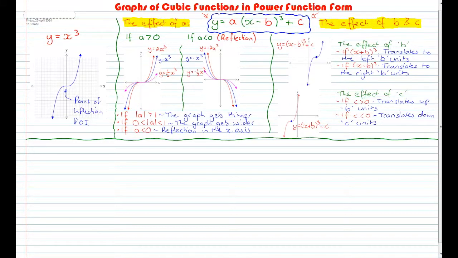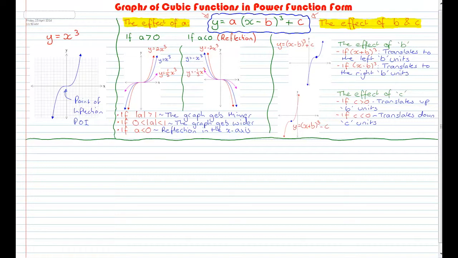Now the other effect that a can have is it can actually affect the width of the graph. Now if the magnitude of a is greater than 1, so for example 2, 3, 4, 5, 6 or whatever else, the graph becomes thinner. Now what I mean by the magnitude is even if a is negative 2, the magnitude is 2. You only worry about the positive value. So if the magnitude of a is greater than 1, once again 2, 3, 4, 5 or whatever else, the graph becomes thinner.